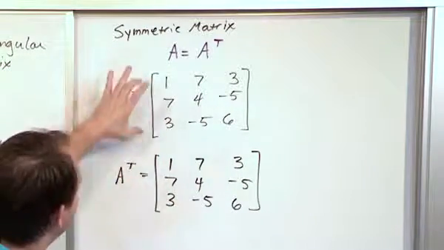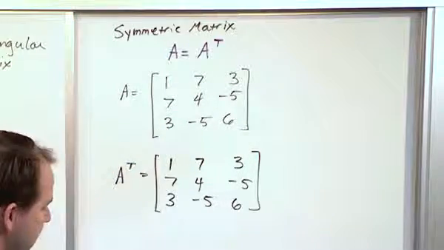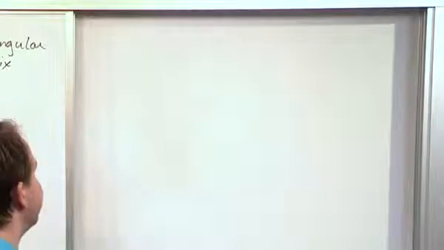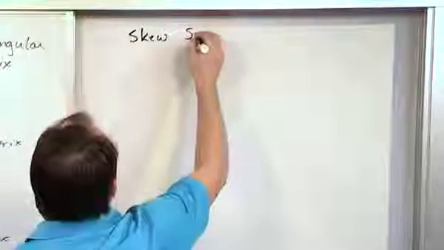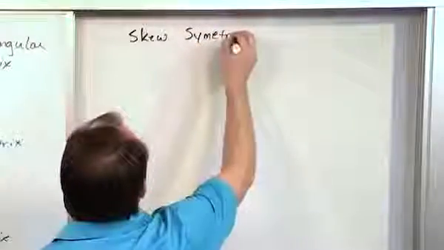The test of it is you form the transpose, see if you get the same thing, and then you're done. Now the last thing: that was called a symmetric matrix. There's actually something called a skew symmetric matrix.